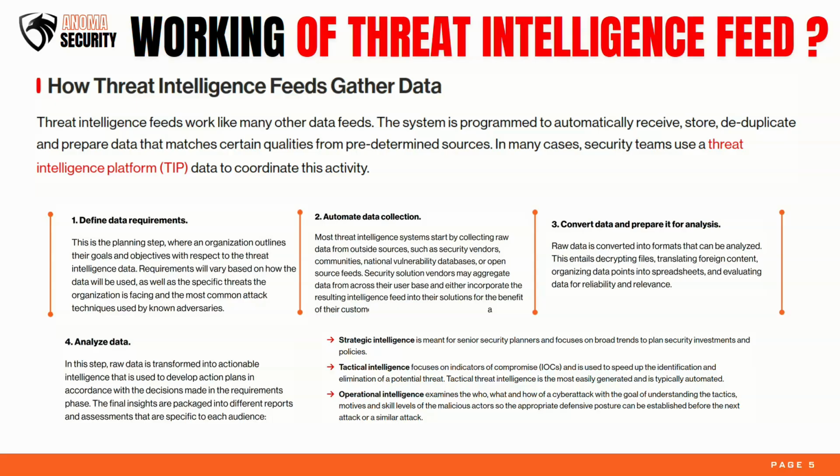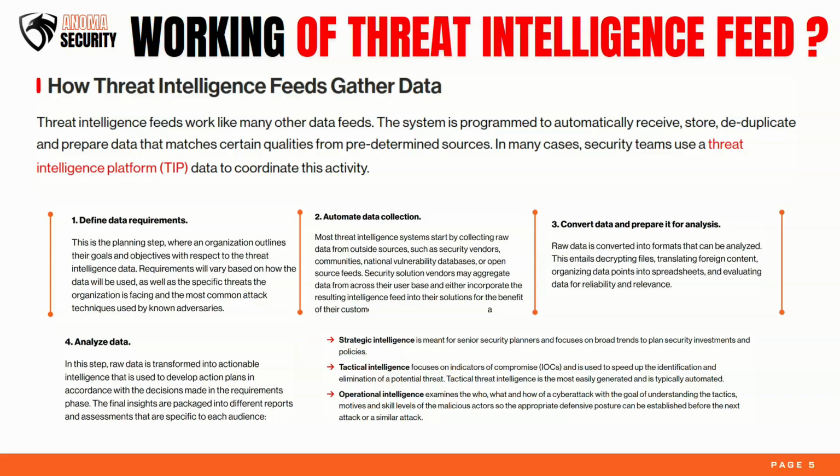Here is a procedural description of each step: defining the data requirements, automating the data collection, converting data and preparing it for analysis, and analyzing the data. Based on all of those, there is a subsection for strategic intelligence, tactical intelligence, and operational intelligence. All of these definitions are given. We have already talked about it, so we won't do it again. So moving on to the next slide.